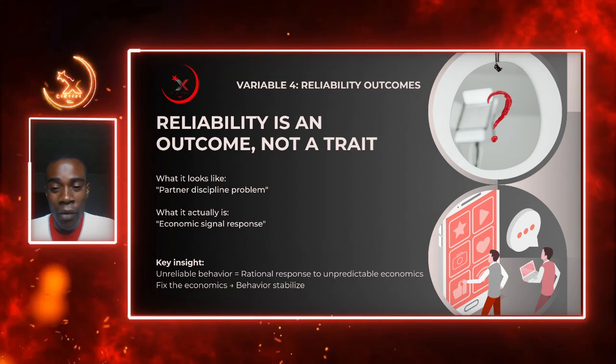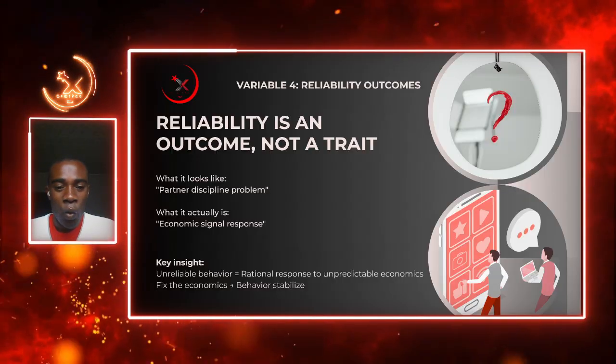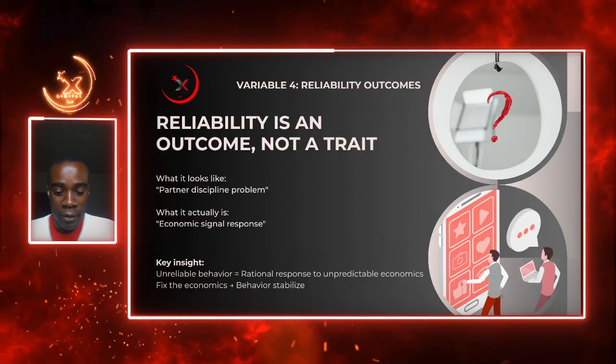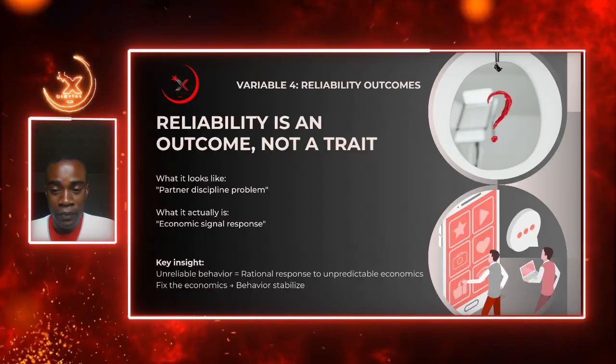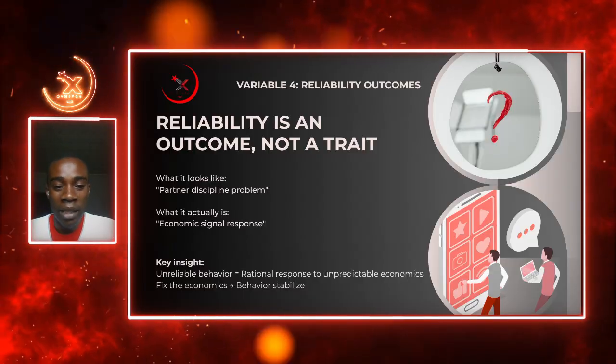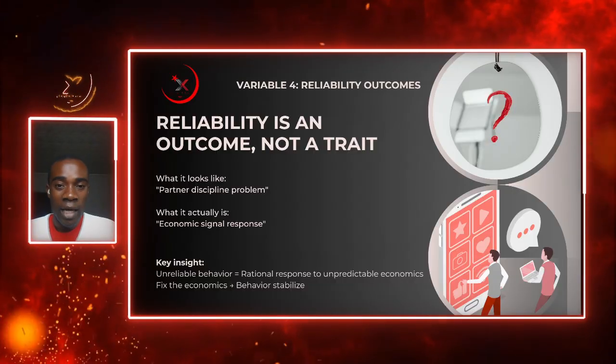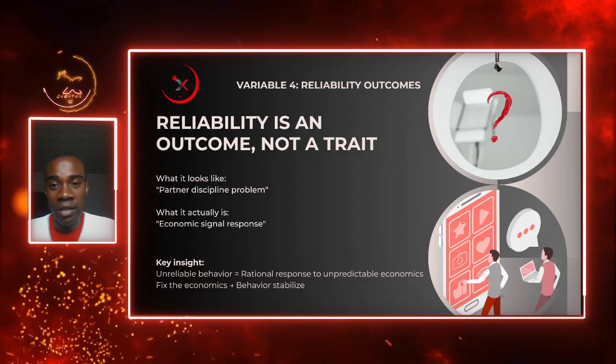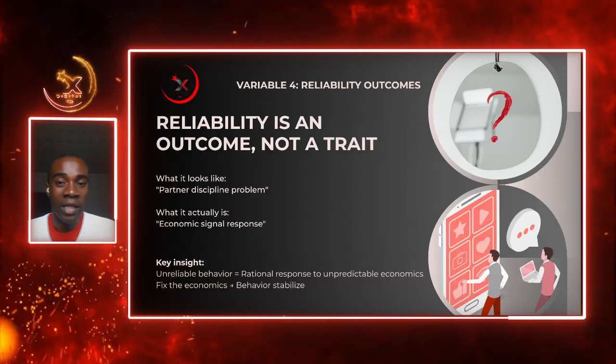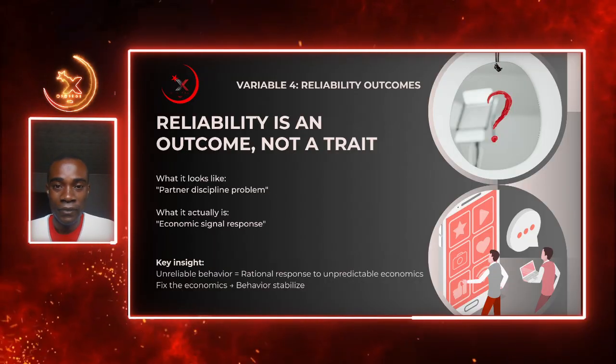It's an economic outcome. When predictability and confidence are strong, reliability becomes natural. When they are weakened, reliability collapses, especially during peaks when you need it the most. Now, incentives can temporarily mask this, but they cannot fix the underlying economics.